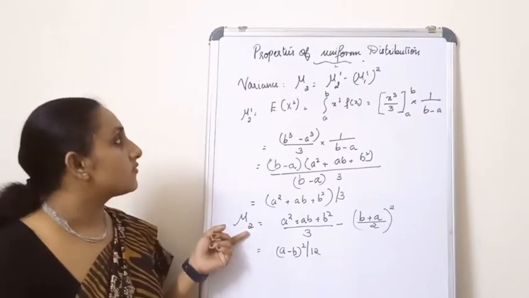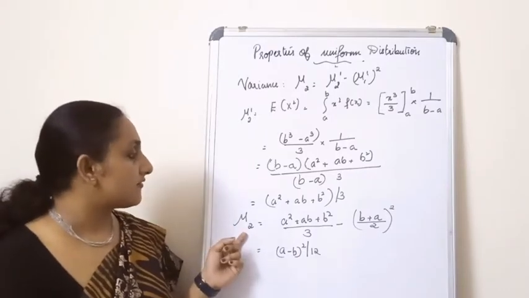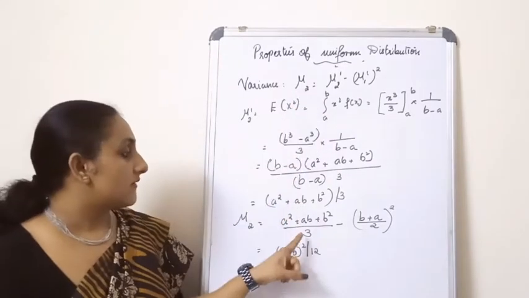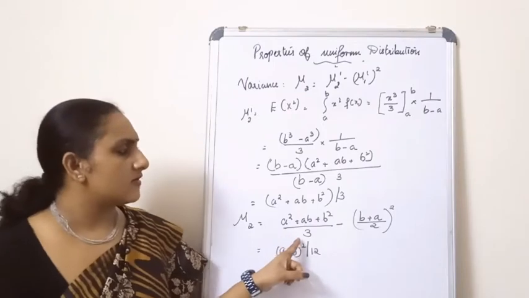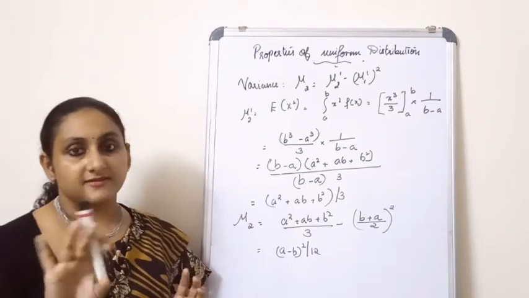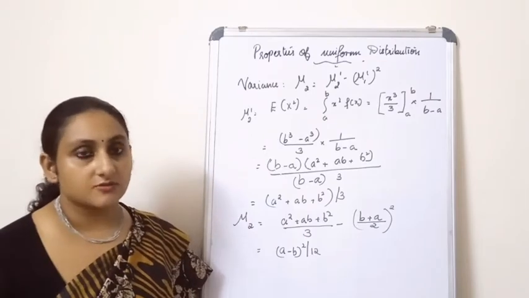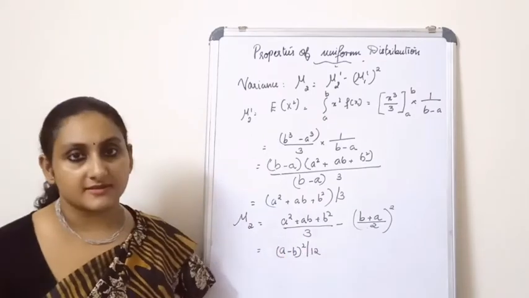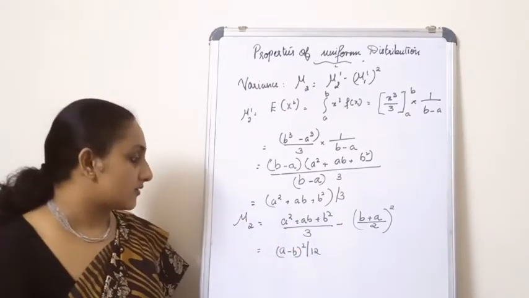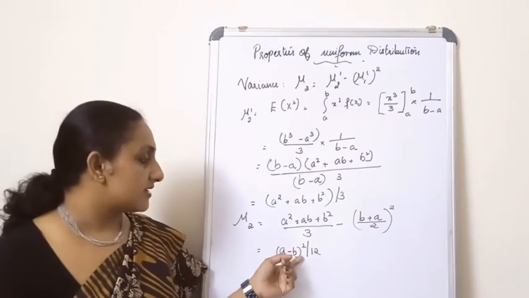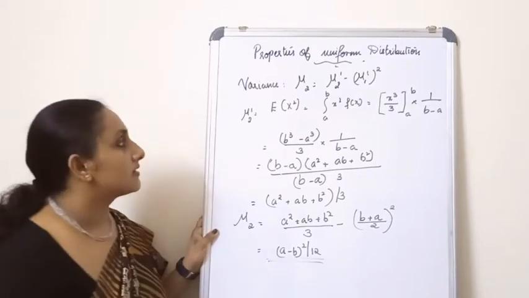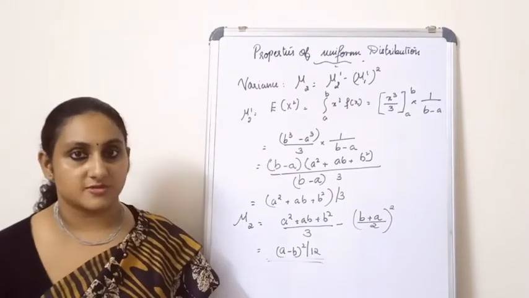Now you have to find out mu2. In order to find mu2, you can substitute this value in the first equation. When you substitute it, you will go through a series of cancelling and joining terms. That is homework for you; find out how you can cancel. All these are elementary calculations. After them, you will get b minus a the whole square divided by 12. Now this is the variance of a uniform distribution.